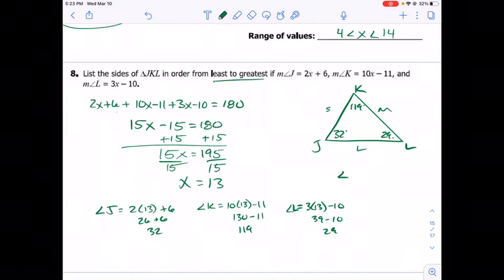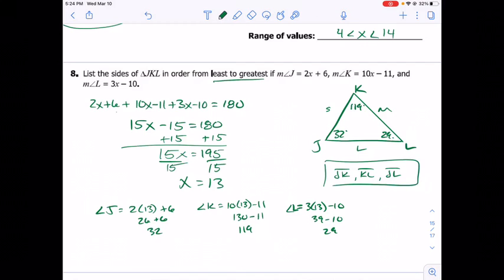Okay, so we have, excuse me, not angle, we have side JK. Middle is going to be side KL. The last one is JL. And that's the correct order: JK, KL, and JL.